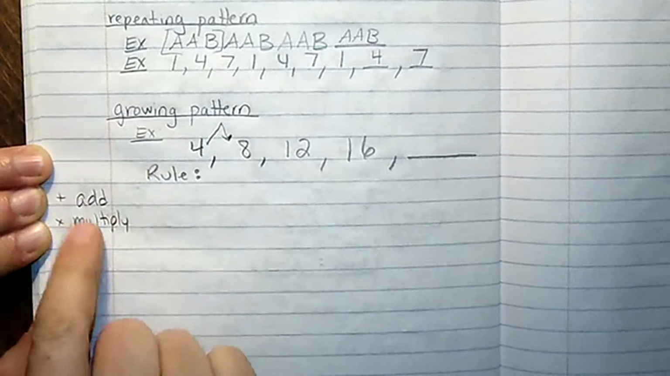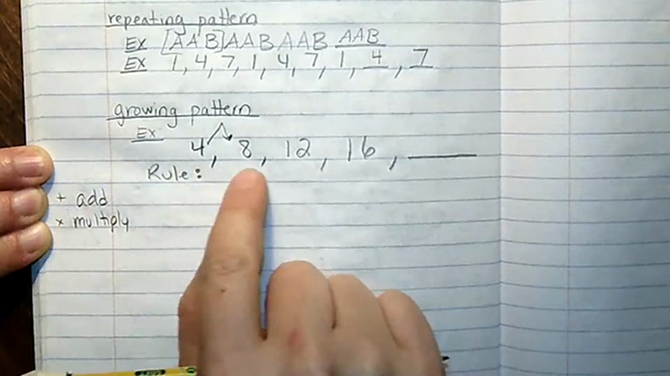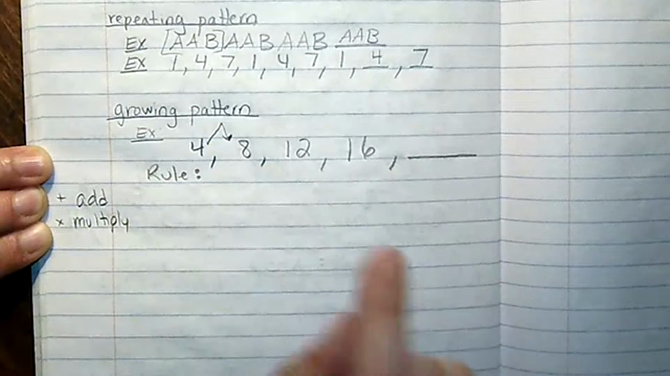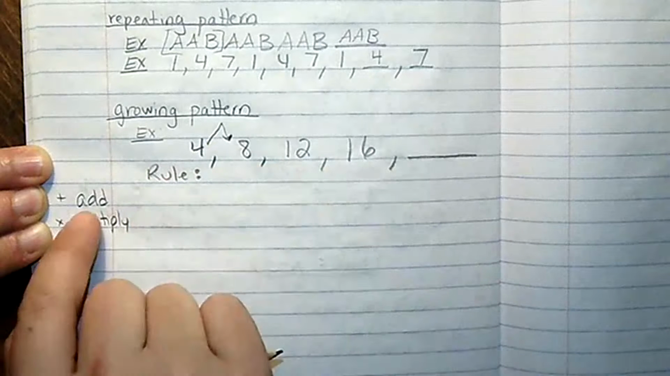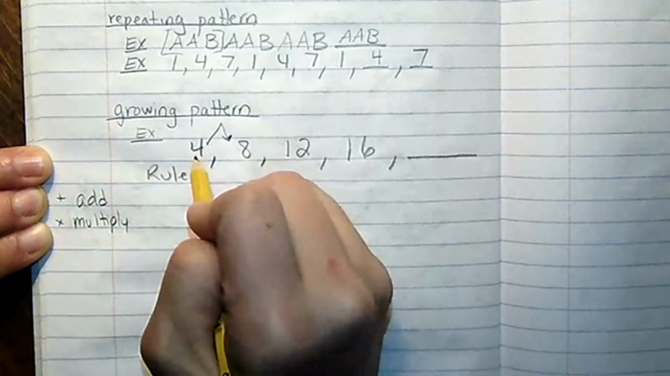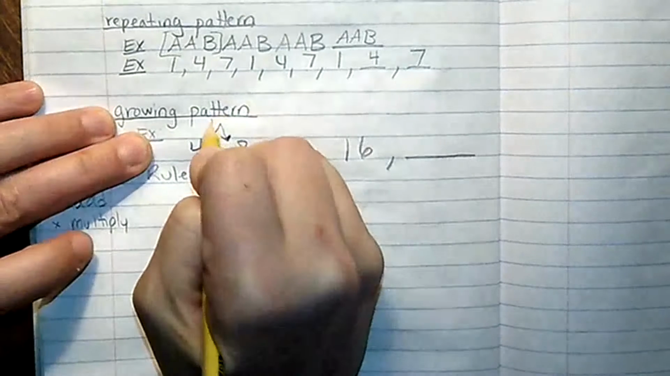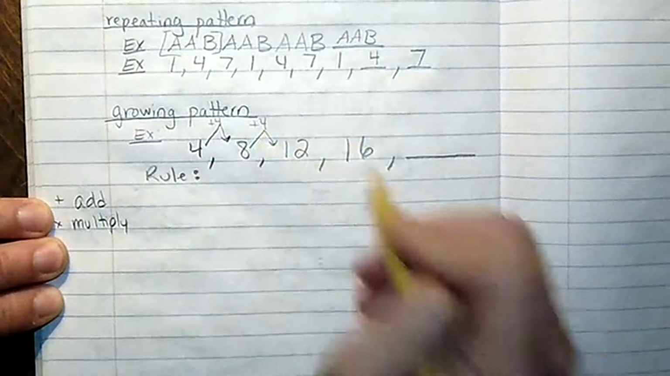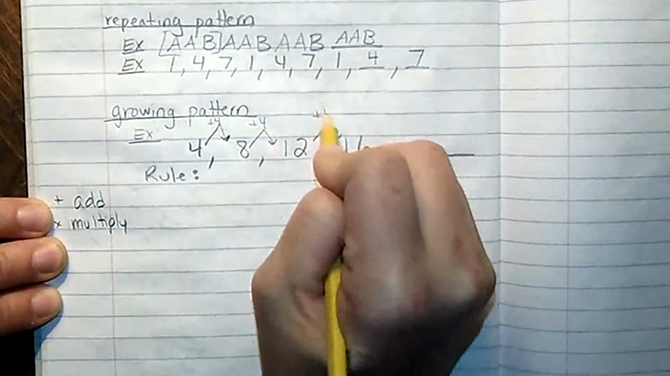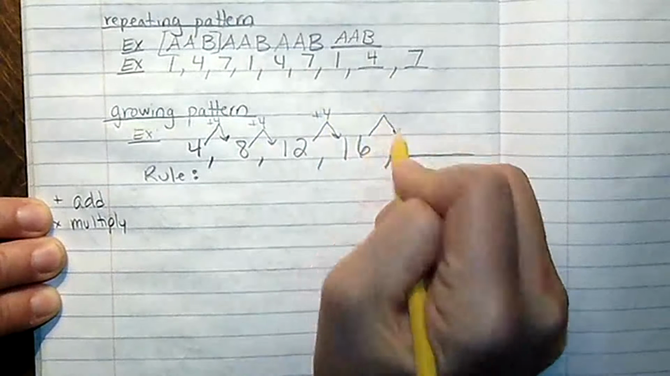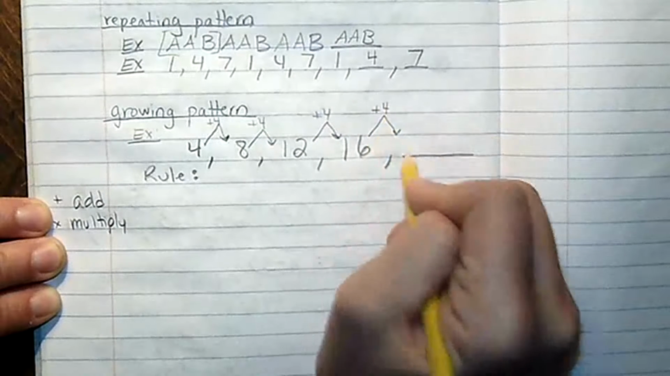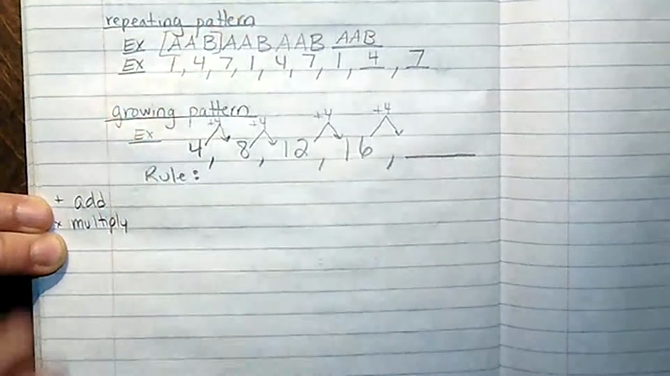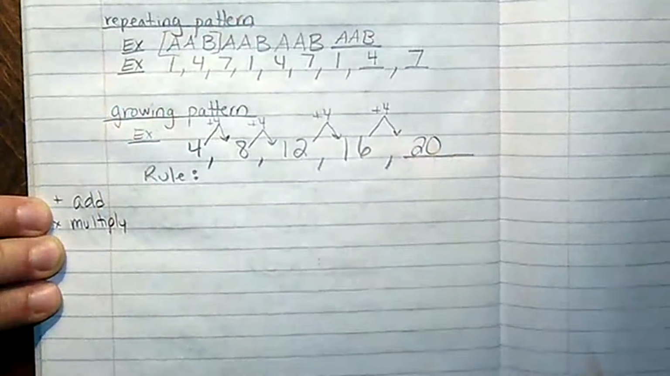If my numbers are going up, I'm going to either add or multiply. Are they going up slowly or are they going up really fast? Yeah, they're going up kind of slowly. So I think my rule is going to be add. Let's try it out. 4 plus 4 is 8. Plus 4 is 12. Plus 4 is 16. I think we found our rule. 16 plus 4 gives me, well, 17, 18, 19, 20. 20 is my missing number.